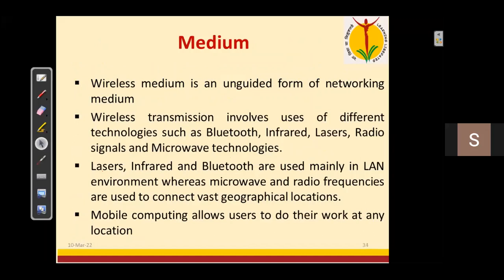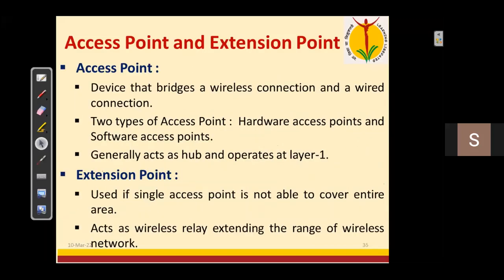See, medium, so we know that it is the unguided form of network medium. For certain technology, wherever the distance is small, there we can have Bluetooth, infrared, laser, radio signal, and microwave technology. And mobile computing we can use for long distance, and by using that, we can access the data from anywhere through the internet.